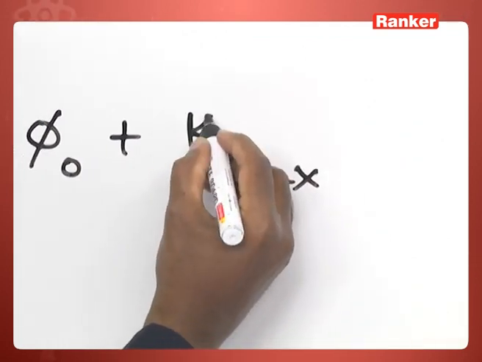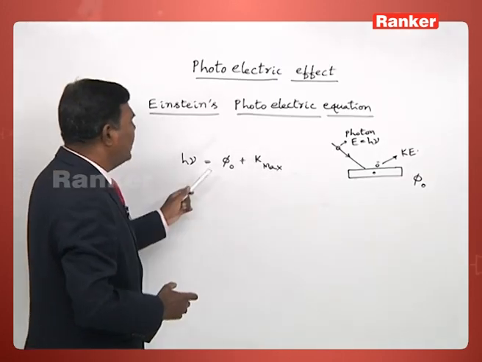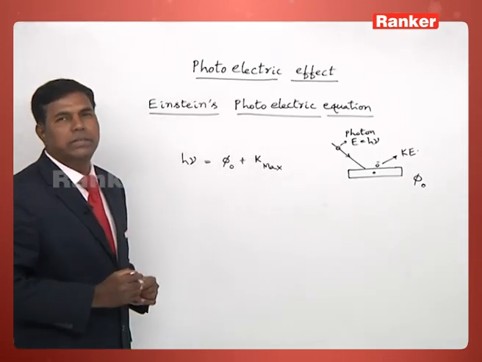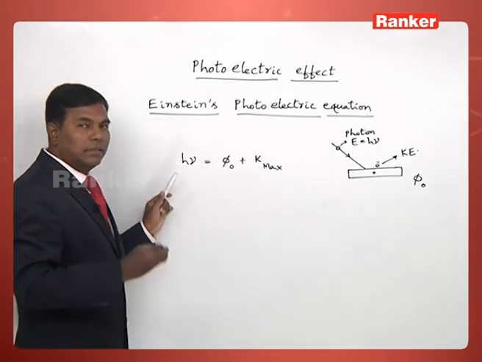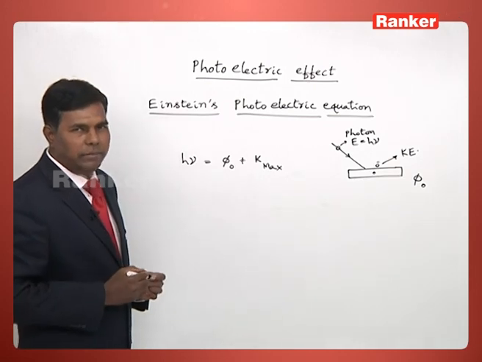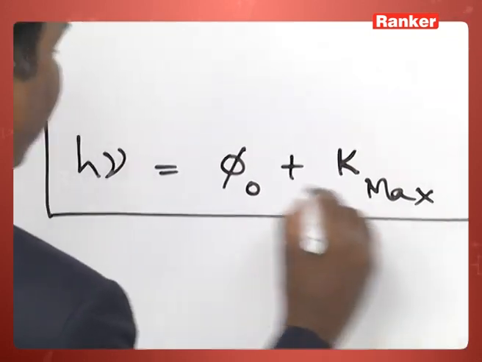Here K max stands for the kinetic energy of the emitted photoelectron, phi naught stands for the work function of the metal, and h nu is the energy of the incident photon. So, this is what we call Einstein's photoelectric equation.